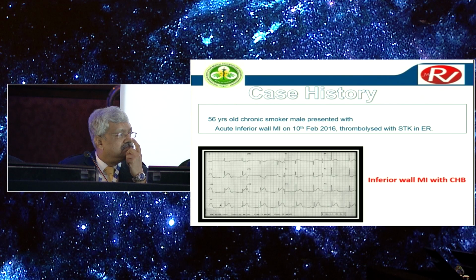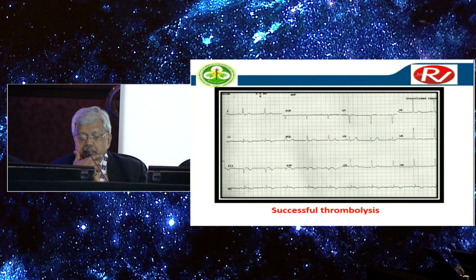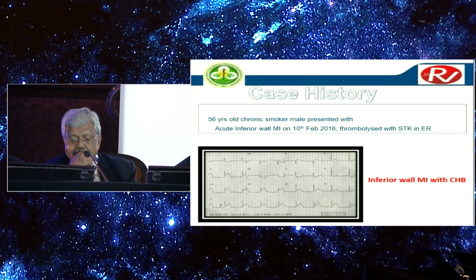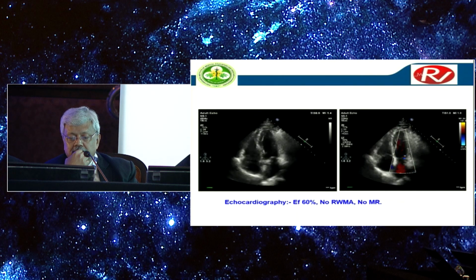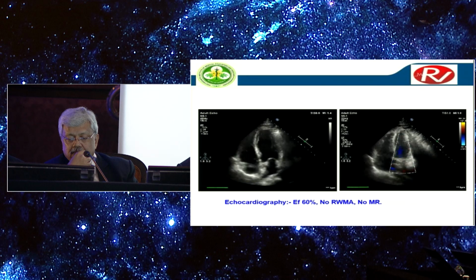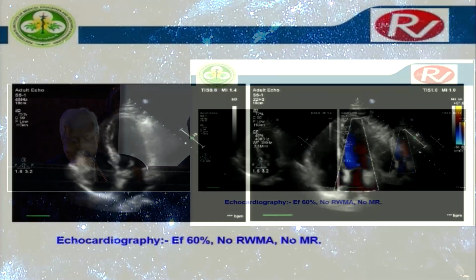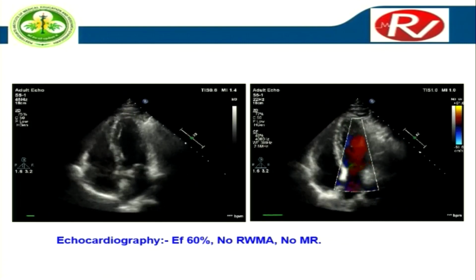This 56-year-old chronic smoker male presented with acute inferior MI on 10th February 2016. He was thrombolized with streptokinase in the emergency room. ECG showed ST elevation in 2, 3, aVF with complete heart block. After thrombolysis, it was a successful thrombolysis. There was resolution of ST segment and the patient was pain-free. This was the post-thrombolysis echocardiography showing ejection fraction of 60% with no regional wall motion abnormality and no mitral regurgitation.